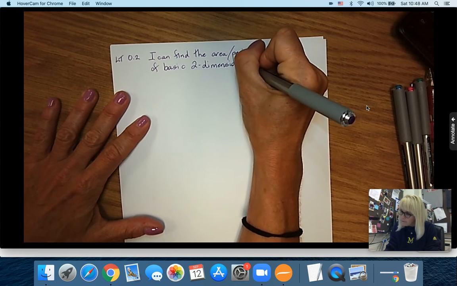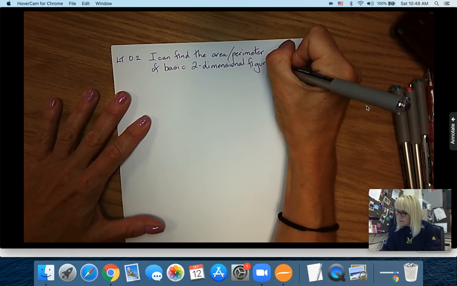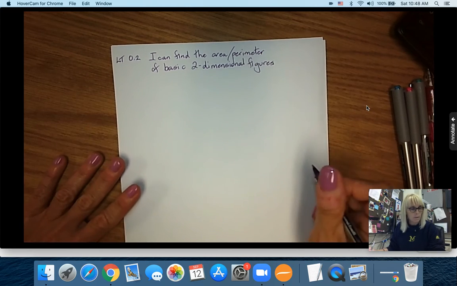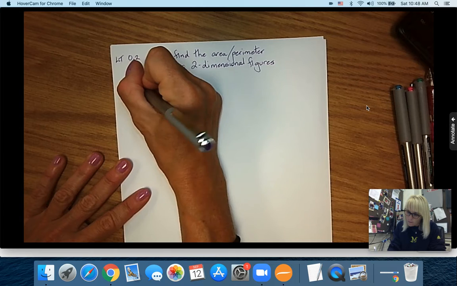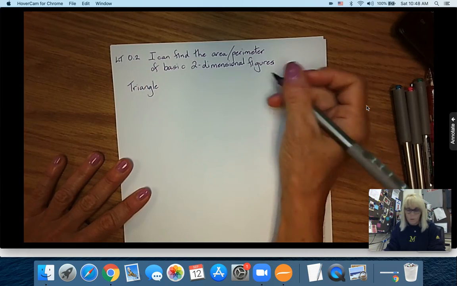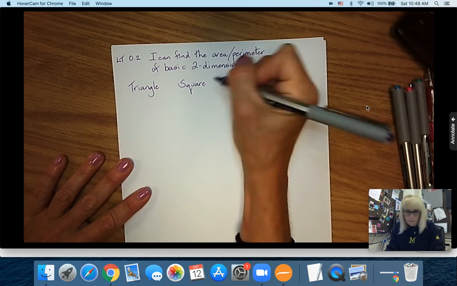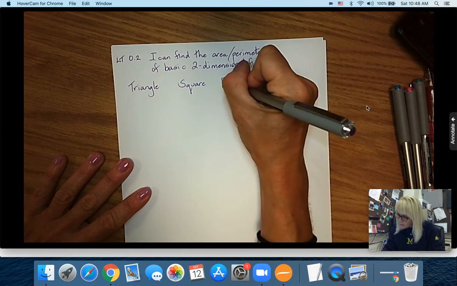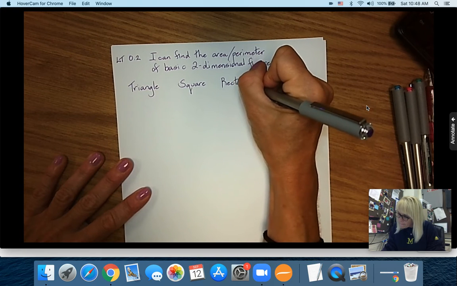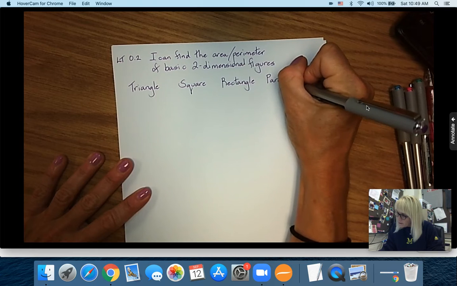Okay, and the basic figures they refer to in this learning target are the following. We are going to talk about triangles. We are going to talk about squares. We are going to talk about rectangles. And we are going to talk about parallelograms.